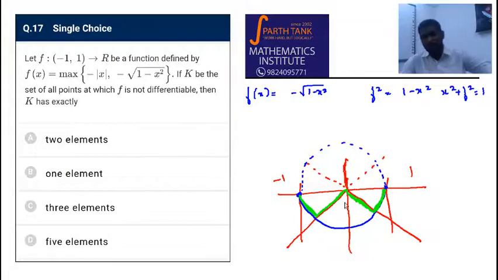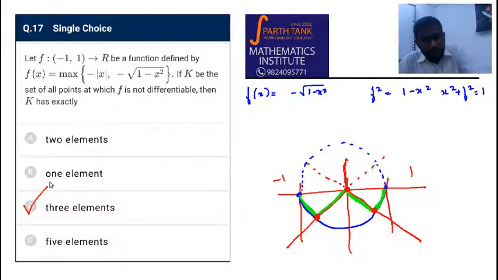Okay. So now in this green curve, which is f of x, the maximum of these, how many points are not differentiable? K is the set of all points which are not differentiable. It is very easy to say that at this point, which has a sharp corner, at this point and at this point, at these 3 points, the function is not differentiable. So it has 3 elements. So the answer is 3.